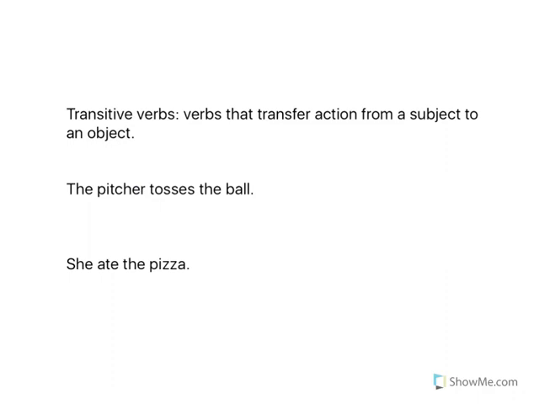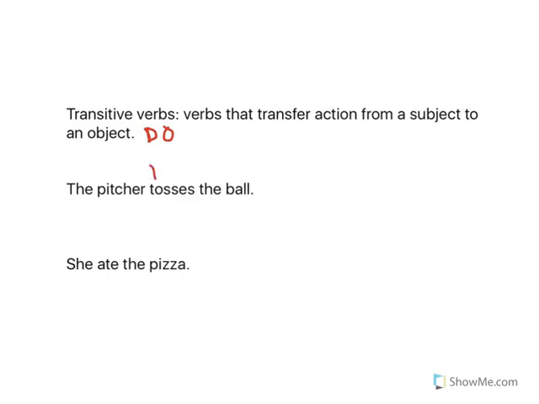So first we're going to be learning about transitive verbs. And last week we learned about intransitive verbs, which is sort of like the brother to the transitive verb. A transitive verb is a verb that transfers action from a subject to an object. And this object that it transfers to is always called a direct object, which we label as DO.